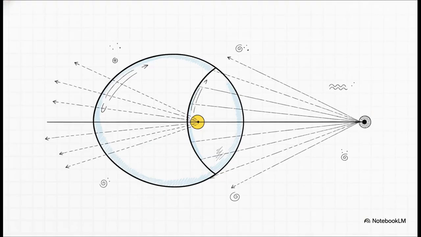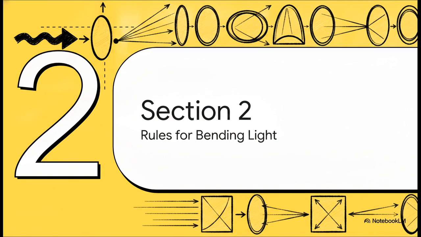Right smack in the middle of everything is the absolute most critical point on our lens, the optical center, labeled with an O. Think of this as our 0 point. It's got a very special property. While the rest of the lens is busy bending light, a ray of light passing exactly through this optical center, it travels straight on through, totally undisturbed. Zero deviation.